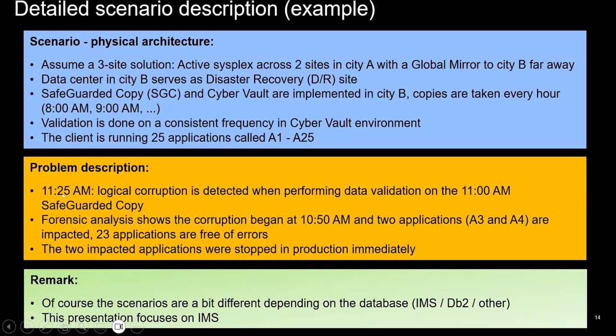So remember, I take the 11 a.m. safeguarded copy, I run data validation. The timeline I'm using in my scenario is that at 11:25 I detect that the corruption has occurred, that the 11 a.m. safeguarded copy is not good. I do my forensic analysis, and it shows that the corruption began at 10:50, and only 2 applications are impacted. So these 2 applications are stopped in production, but everything else gets to keep running. So my production system is still running, even though I know I have corruption on these particular applications.